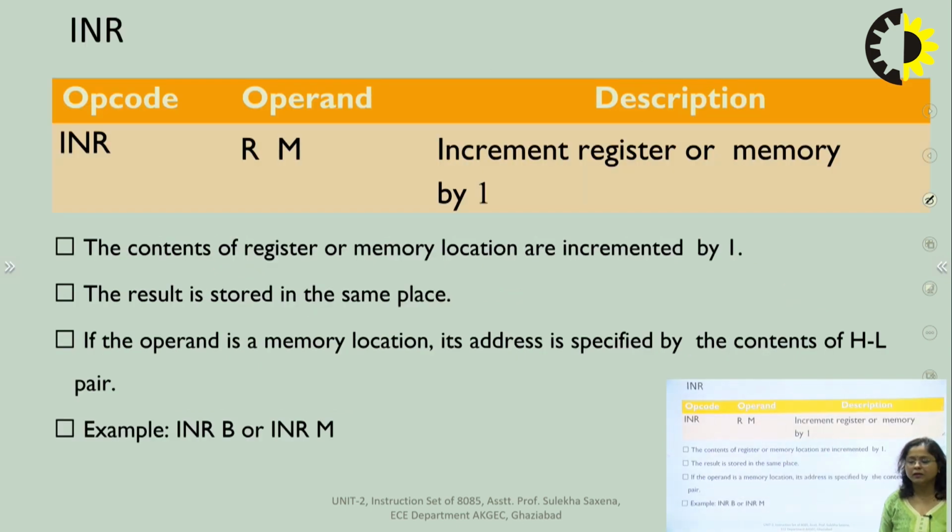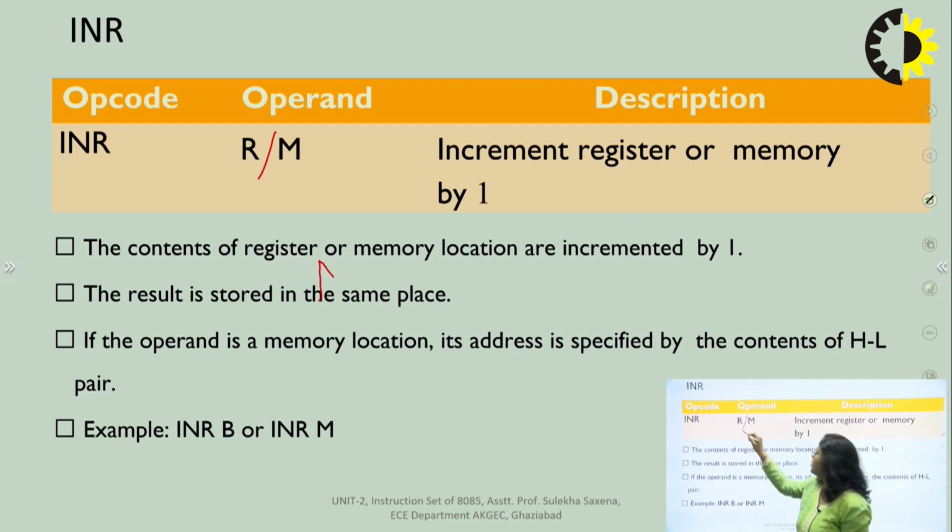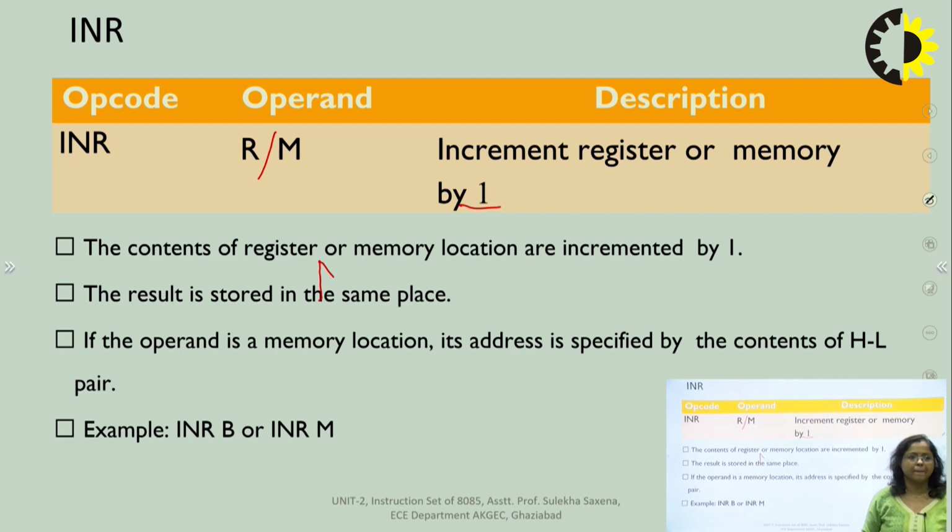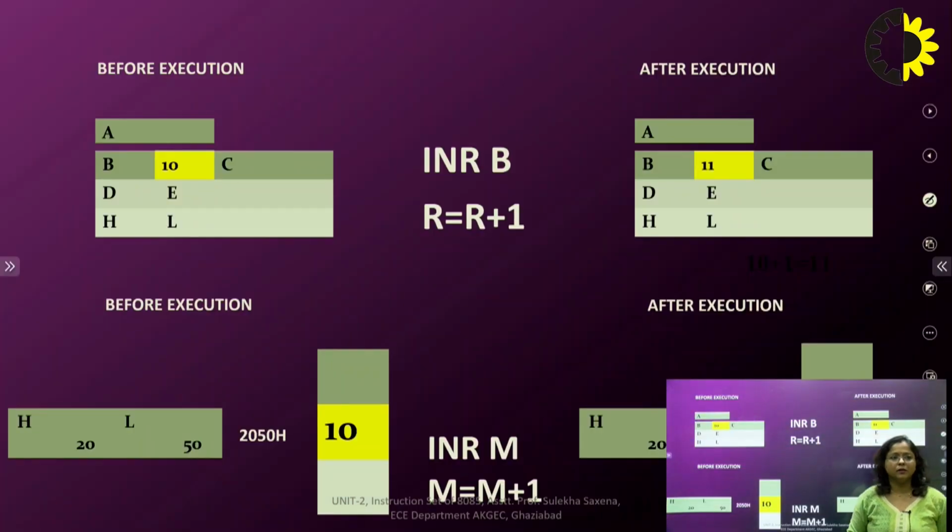So let's talk about increment. Increment can be either in register or in memory location. So INR R or INR M. In both the cases, the content of register or memory location will be incremented by 1. For example, let B register contain 10 and if we run INR B, so after execution B register will become 11.